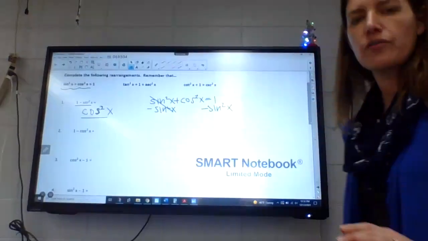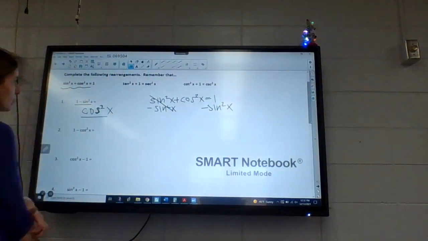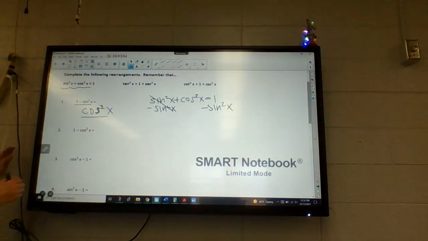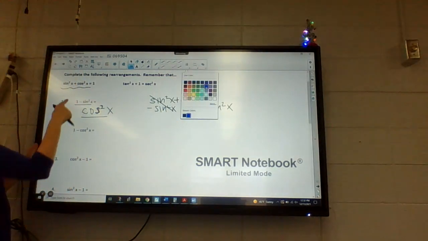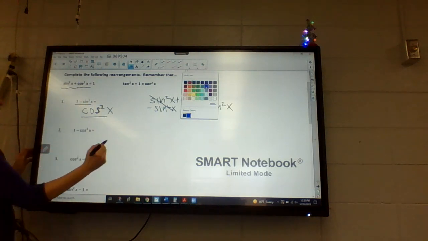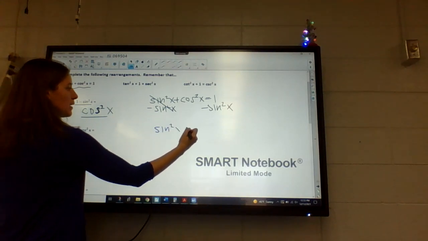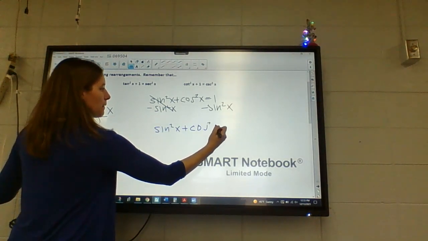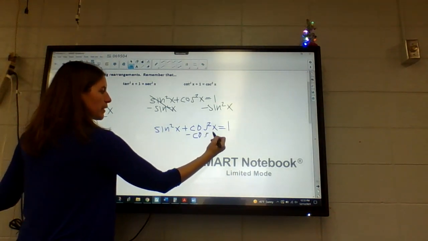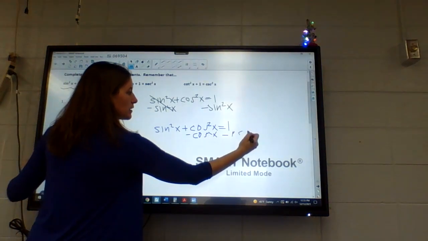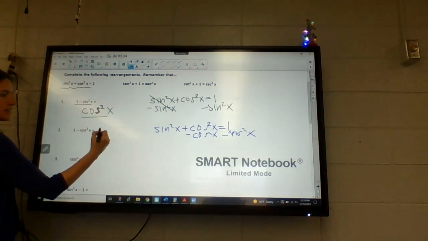Just start, pretty straightforward for us. All right, so what did you guys get for number 2? Sine squared of x. So in this case, in order to get sine squared of x, we have sine squared plus cosine squared equals 1. And so 1 minus cosine squared, we just move this cosine squared over, and it already matches. Pretend. And so this is just going to be sine squared.